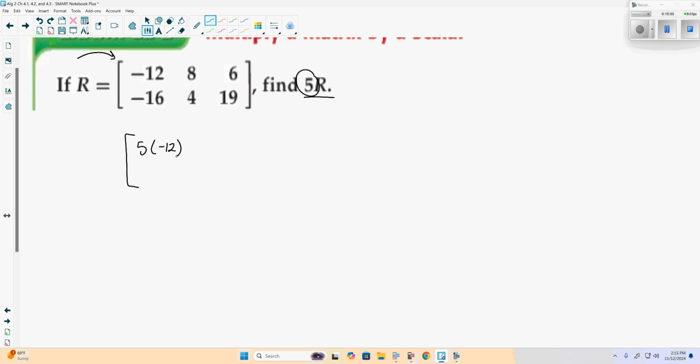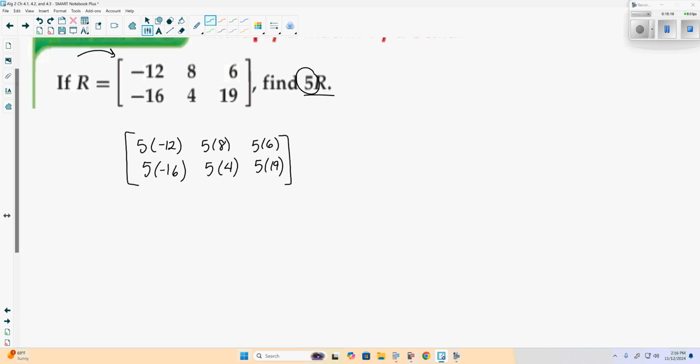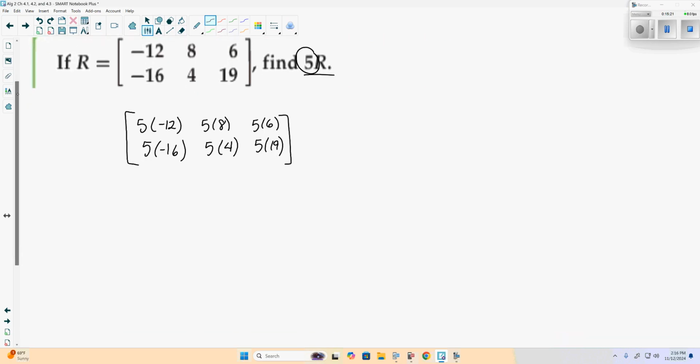When we do scalar multiplication, we multiply every element, every number in the matrix by that amount. So here we want to find 5R, which means every number in the matrix R is going to be multiplied by 5. So we'll say 5 times negative 12, 5 times 8, 5 times 6, 5 times negative 16, 5 times 4, and 5 times 19. When we scale it, we're making it bigger or smaller. We're just multiplying all those numbers by that amount. Questions on this here?